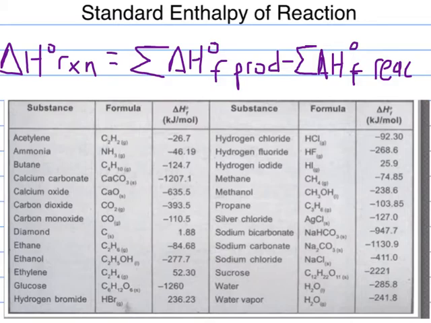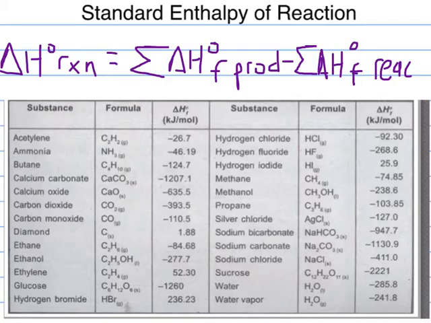Okay, so this one is no particular type of reaction. It can be any reaction. It doesn't matter if it's combustion or formation or whatever. It allows us to calculate the change in energy of a particular reaction. So again, delta H of reaction is going to be measured in kilojoules.